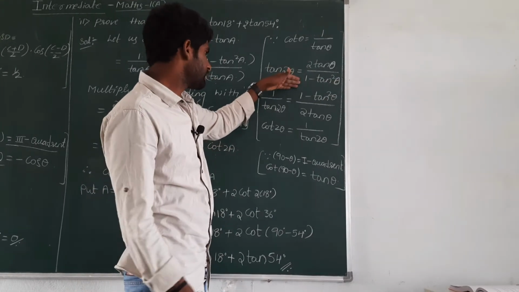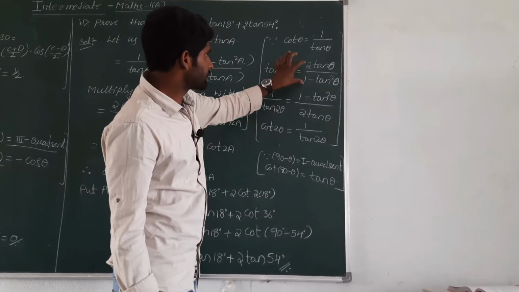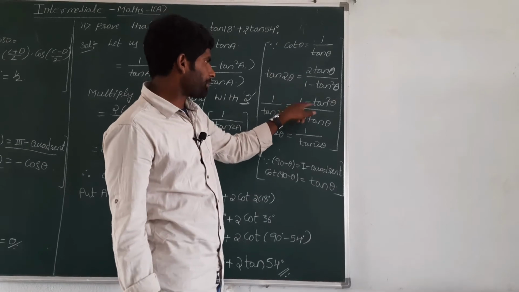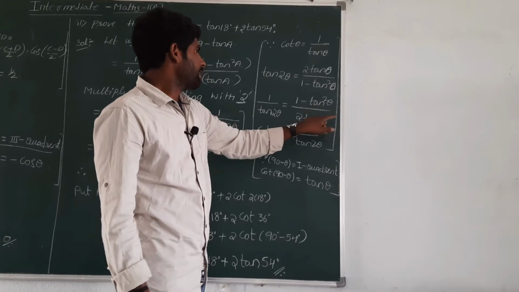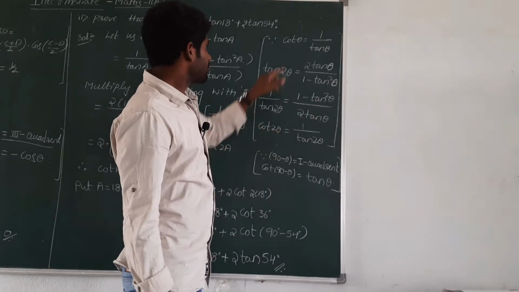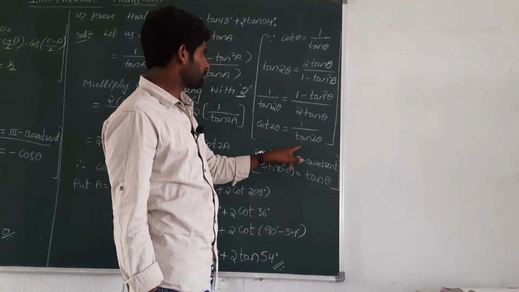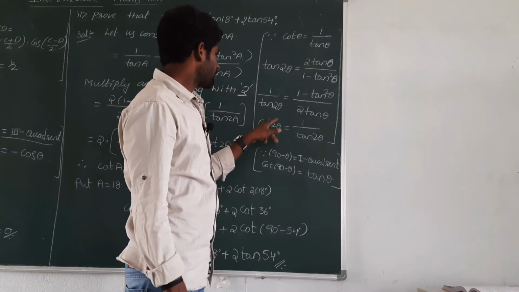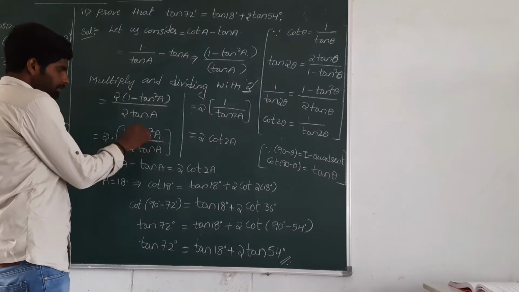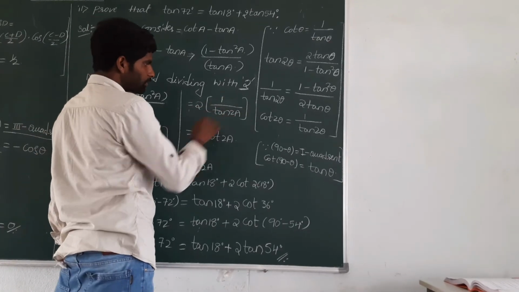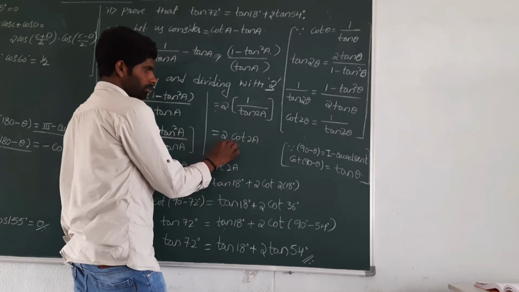So tan 2 theta I can write as 1 by tan 2 theta, this will be the reciprocal: 1 minus tan square theta by 2 tan theta. We know that cot theta equals 1 by tan theta. Similarly, cot 2 theta equals 1 by tan 2 theta. So this term 2 into 1 by tan 2A becomes 2 cot 2A. Clear?